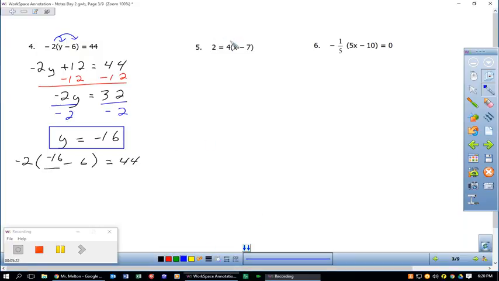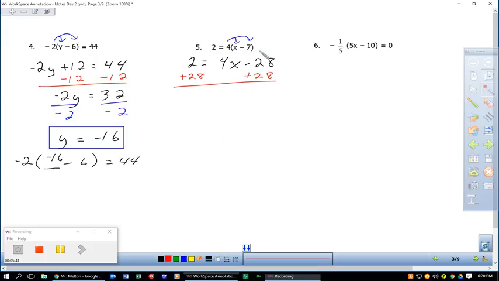Number 5, distribute the 4 in this case, since our variable and all its expressions are on this side. Okay, 2 equals 4x minus 28. Adding 28 to both sides. Remember, we have to do the opposite operation, the inverse operation, to cancel this out, we need to make a 0 pair. That's the goal. So 30 equals 4x. Okay, dividing by 4, x equals, and that should simplify to be 15 over 2, or 7.5.